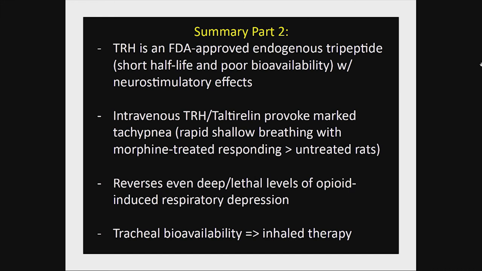Intravenous TRH and taltirelin provoke a marked tachypnea, this rapid, shallow breathing, with morphine-treated animals responding much greater than untreated animals. And this is a pattern similar to the ampakine drugs that are in development. It reverses even deep, lethal levels of opioid-induced respiratory depression. And it has tracheal bioavailability, implying that inhaled therapy may be a potential.